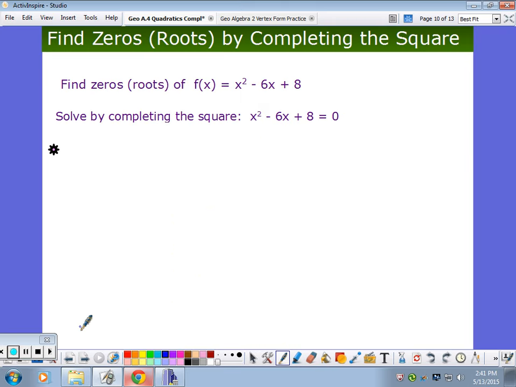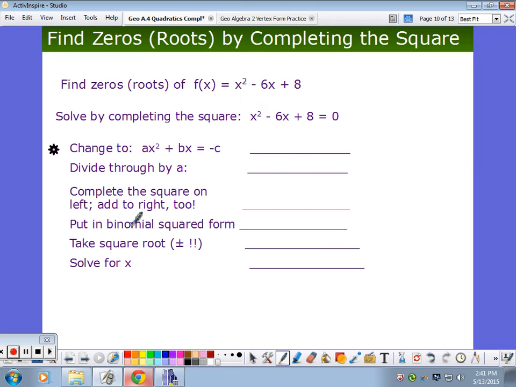The other way that we learned is completing the square. So we did review this last time. We're just going to go through the steps again.